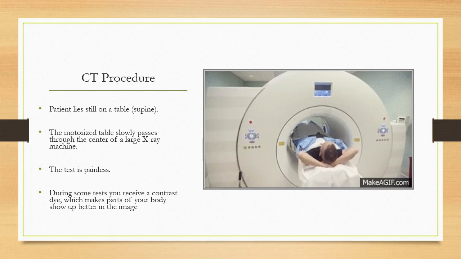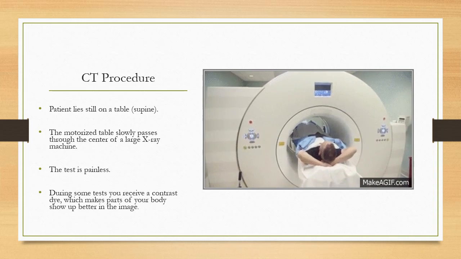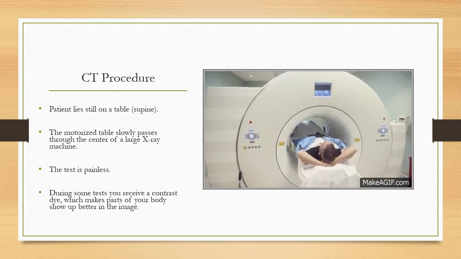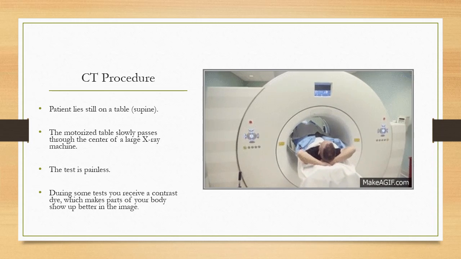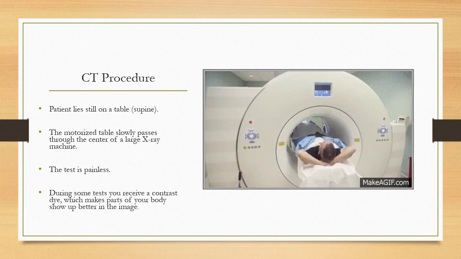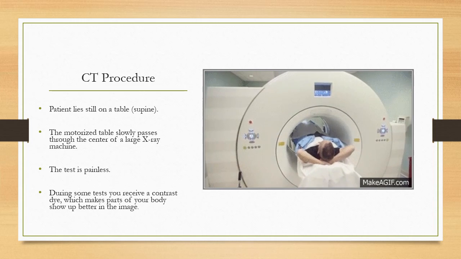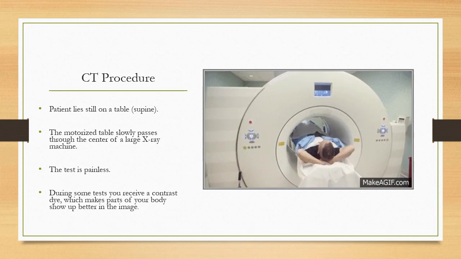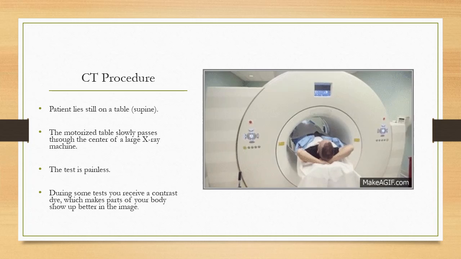Now let's discuss the CT scanning procedure. The patient lies still on the table in a supine position or on their back. The motorized table slowly passes through the center of the large X-ray machine. Here, the X-ray beam spins quickly in that circular tube. The test is painless. During some tests, you will receive a contrast dye such as gadolinium, which makes parts of your body show up better in the image. We'll talk more about that later in this module.